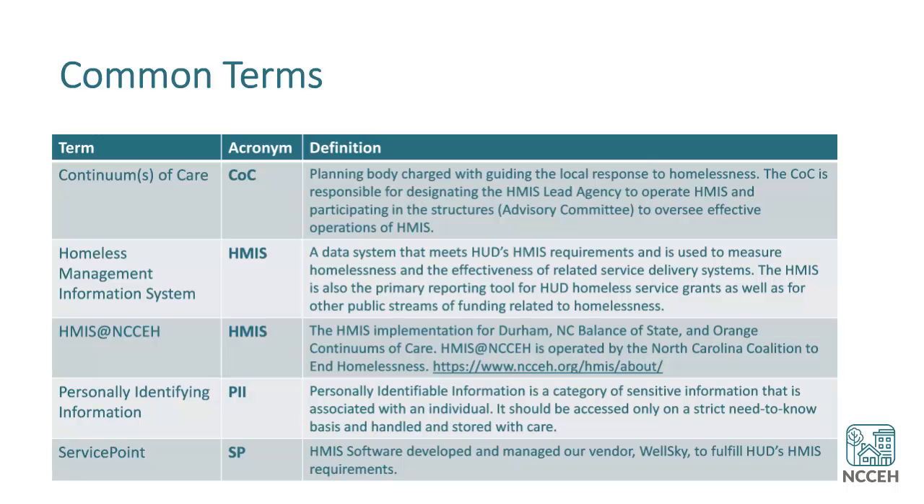HMIS at NCCEH, which is also referred to as just HMIS, is our HMIS implementation for Durham, North Carolina Balanced Estate, and Orange Continuums of Care. HMIS at NCCEH is operated by the North Carolina Coalition to End Homelessness. You can find out more information about our implementation online at ncceh.org/HMIS/about. Personally Identifying Information, or PII, is a category of sensitive information that is associated with an individual client.